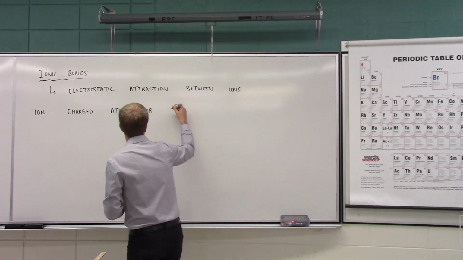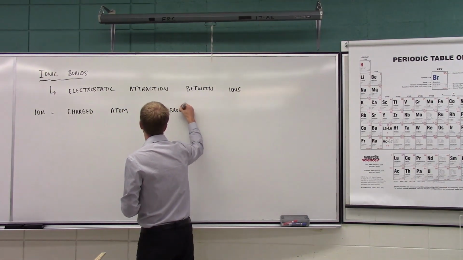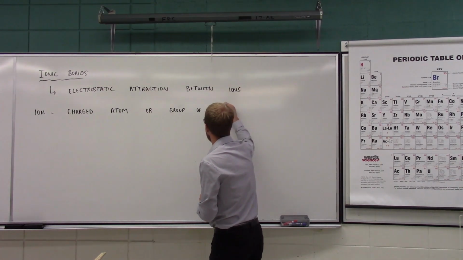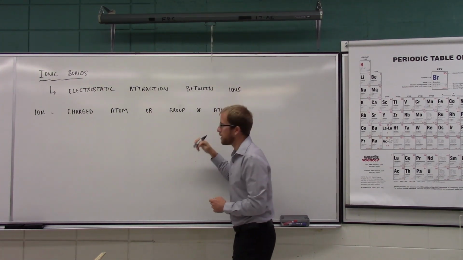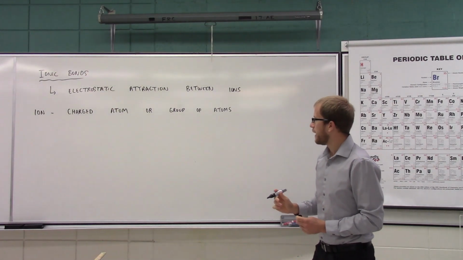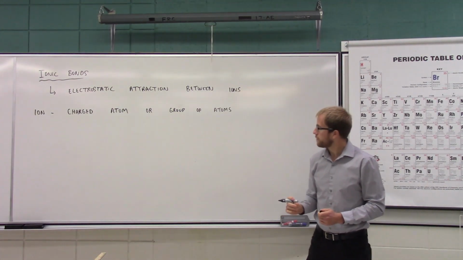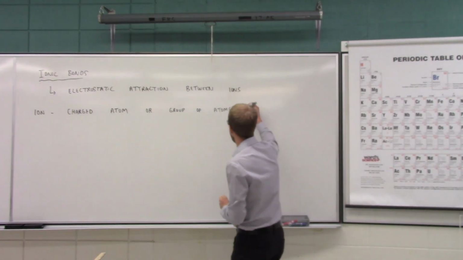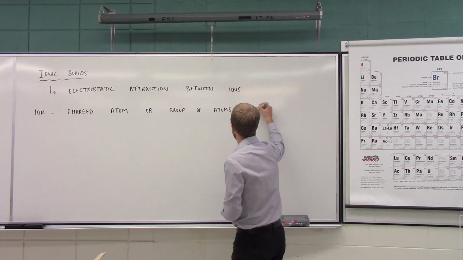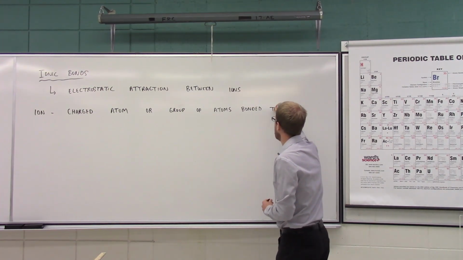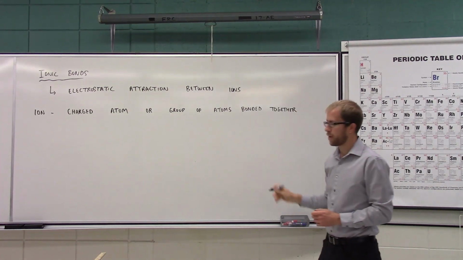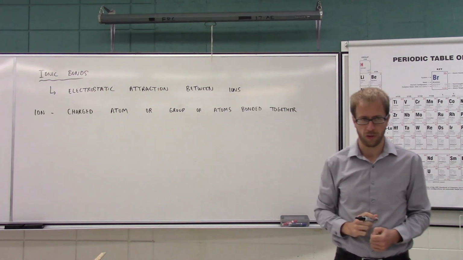or group of atoms. And we'll talk about this a little bit later on when we introduce the idea of polyatomic ions, or a group of atoms bonded together. Now, don't worry about this second part right now. This group of atoms bonded together, that's technically in the definition of an ion.